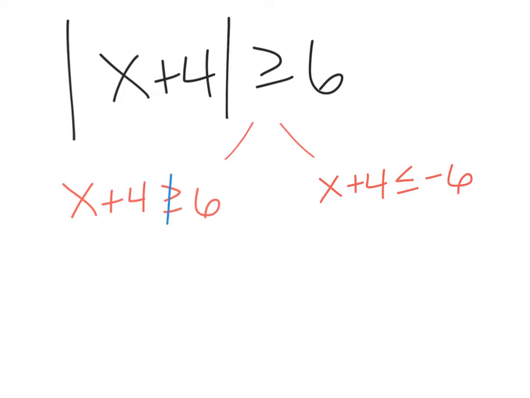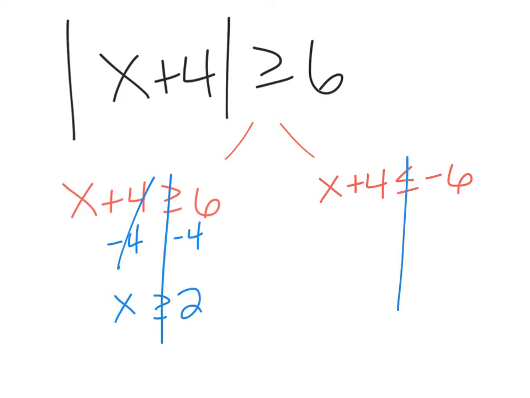Alright, I'm going to solve the left one first. All you need to do is minus the 4 to the other side. I get x is greater than or equal to, and 6 minus 4 is 2. Take the exact same steps to the other inequality. Subtract 4. X is less than or equal to, and they're both negatives, so that would make it negative 10.